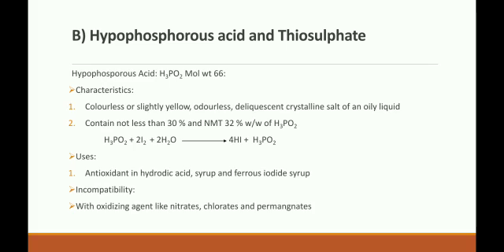The next one, hypophosphorus acid and thiosulfates. These are mainly used for prevention of oxidation of iodides and ferric compounds. They act by reducing the oxidized product back to its original reduced state. We will see the first compound, hypophosphorus acid. Molecular formula is H3PO2 and molecular weight is 66.